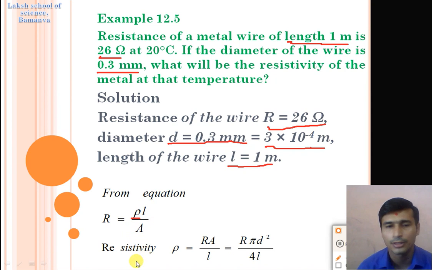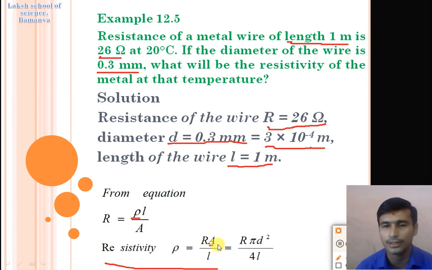We need to calculate rho, the resistivity of the metal wire. Rho is equal to R into A. Here A is in the division, so we take it to the multiplication, and L is in the multiplication, so we take it to the division. So rho is equal to RA divided by L. Here A is the cross section area of the conductor.